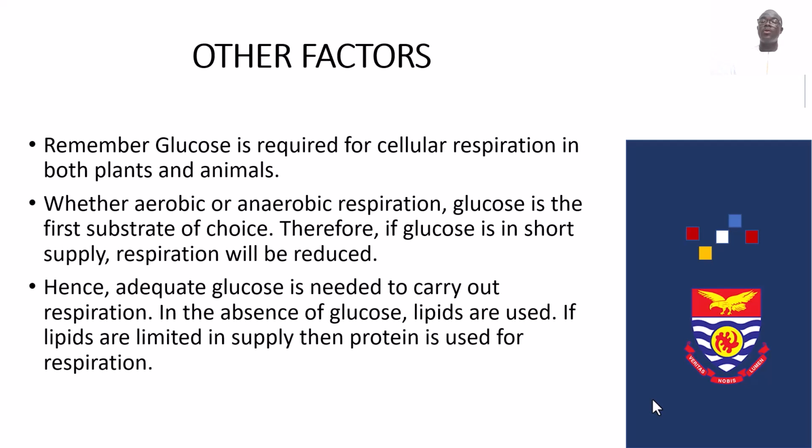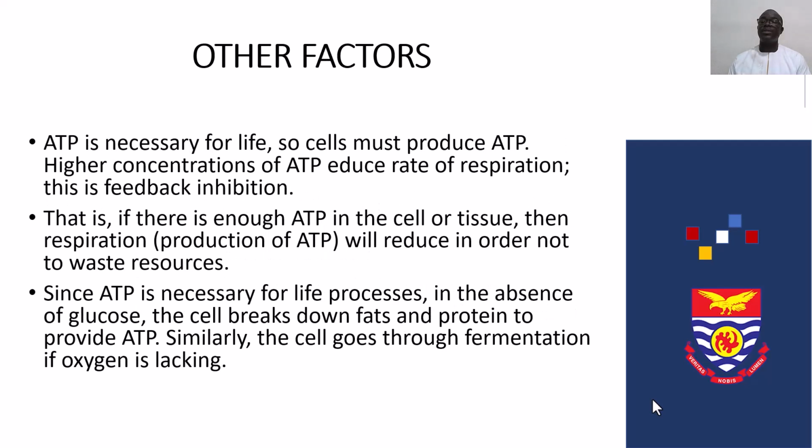Remember, glucose is required for cellular respiration in both plants and animals, whether aerobic or anaerobic respiration. Glucose is the first substrate of choice. Therefore, if glucose is in short supply, respiration will be reduced. Hence, adequate glucose is needed to carry out respiration. In the absence of glucose, lipids are used. If lipids are limited in supply, then protein is used for respiration.